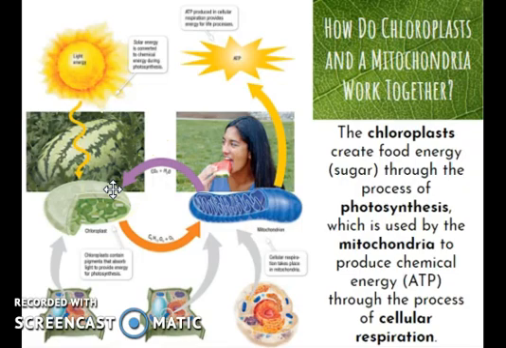Now, this doesn't work this way in animal cells, because what does an animal cell not have? The animal cell doesn't have the chloroplast. So in order for the mitochondria to do their job in an animal cell, we have to eat food. We have to eat our sugar. So in animal cells, the organism has to eat their sugar. They have to get their food source from somewhere else, and then it's able to go through this same process.